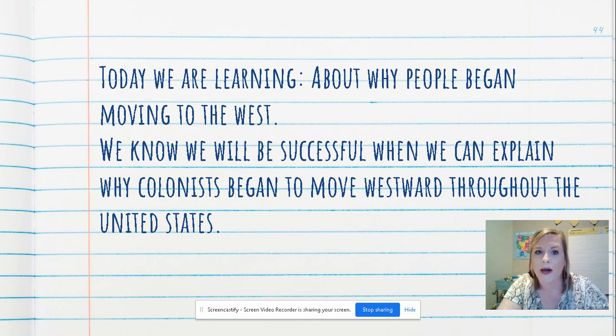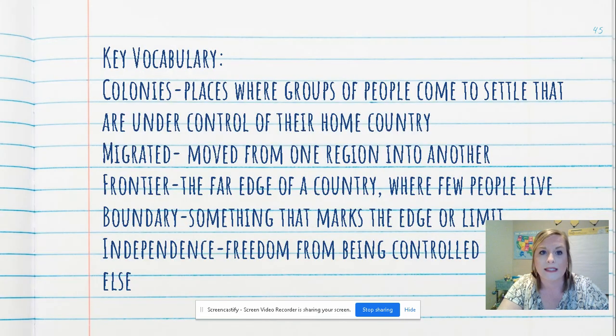Today, we're going to learn about why people began moving to the West, and we'll know we'll be successful when we can explain why colonists began to move westward through the United States. I know it's crazy to think about, but we weren't always filled with people throughout the entire United States. We have lots of vocabulary today.